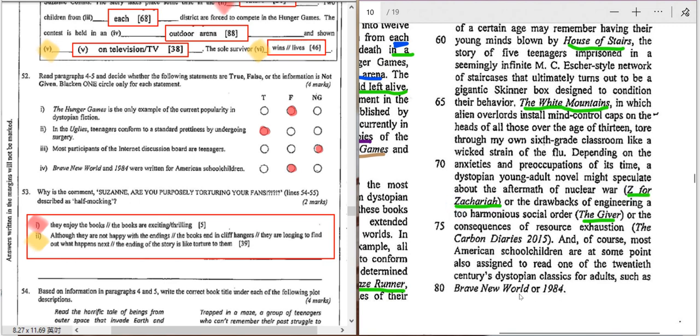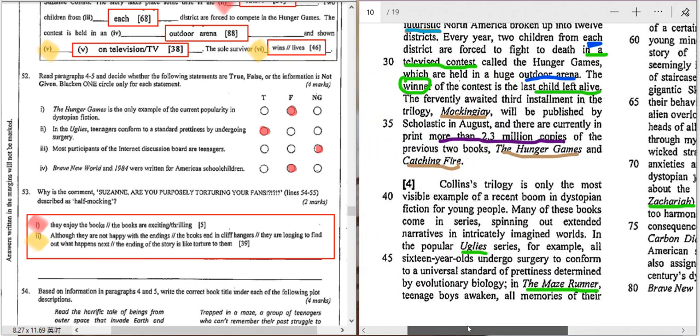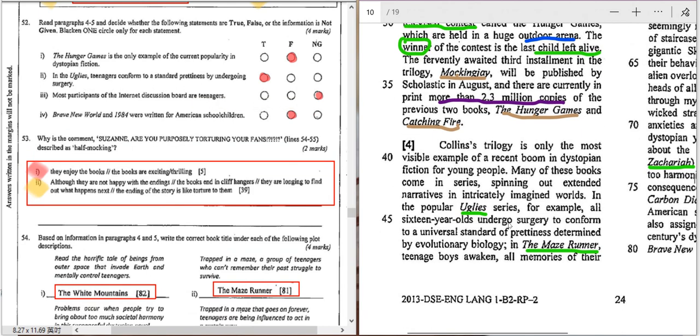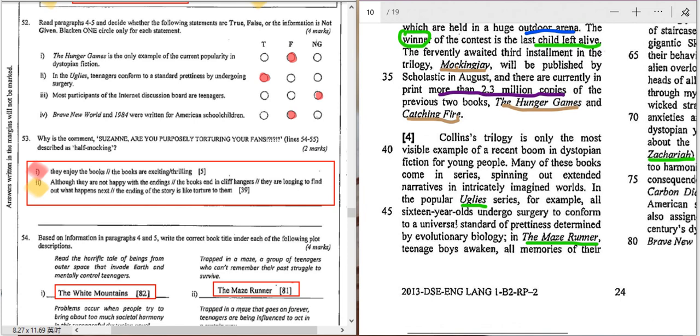Alright, so these are some. Anyway, now of course, at the bottom of the paragraph you find Brave New World 1984 as well. We'll get back to that later. Now, in the Uglies, teenagers conform to a standard prettiness by undergoing surgery. Well, it's pretty straightforward here. Yes, they undergo surgery to conform to a universal standard.